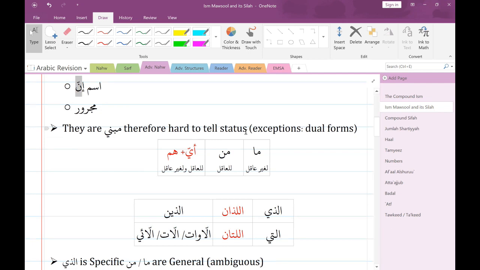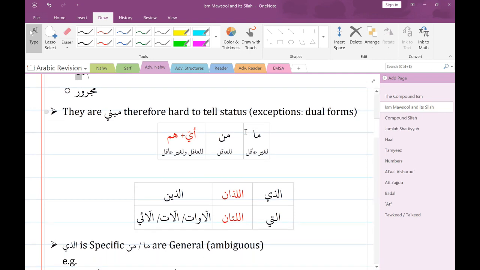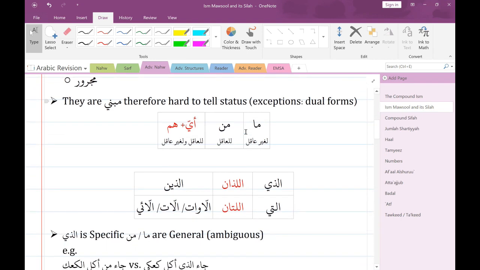So you can only know what role it's playing, or what i'rab or status it is, once you understand what is happening in the sentence. What role is it playing? Because it will not tell you, because it's non-flexible, it's mabni. So alladhi will always be alladhi, ma will always be ma, man will always be man.